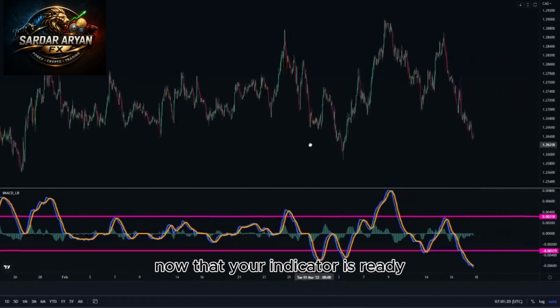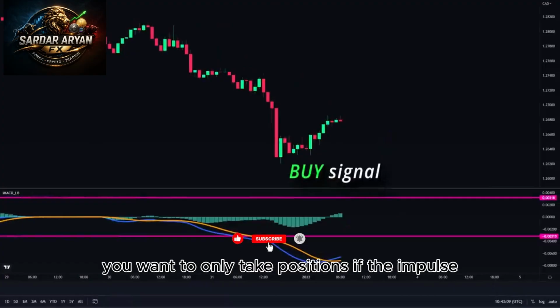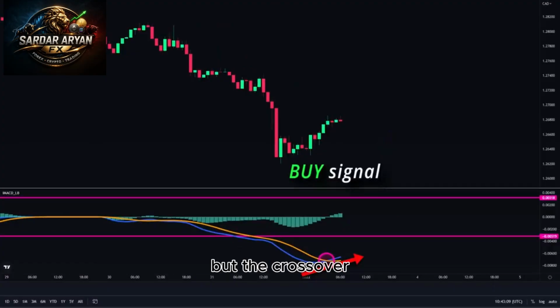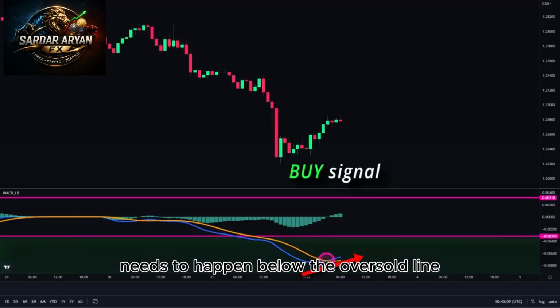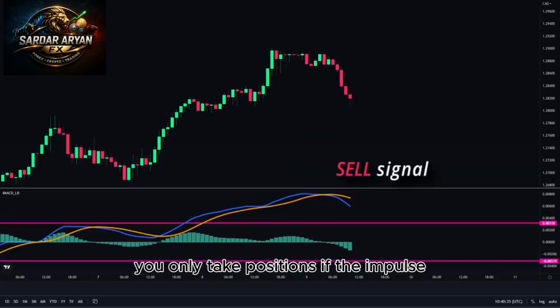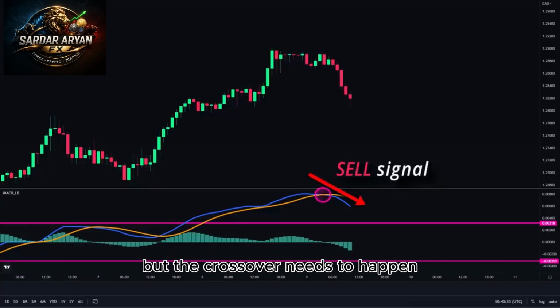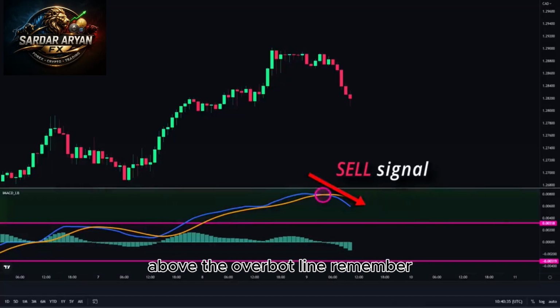Now that your indicator is ready, here's how you trade the strategy. So first, for your buy signal, you want to only take positions if the impulse MACD crosses over upwards, but the crossover needs to happen below the oversold line. Similarly, for your sell signal, you only take positions if the impulse MACD crosses over downwards, but the crossover needs to happen above the overbought line.